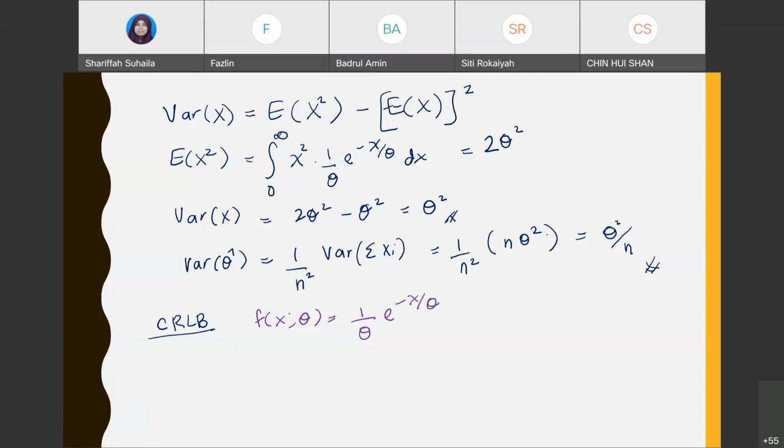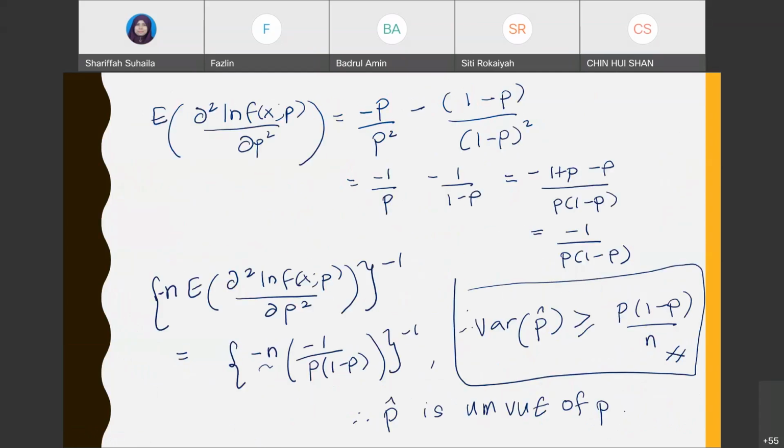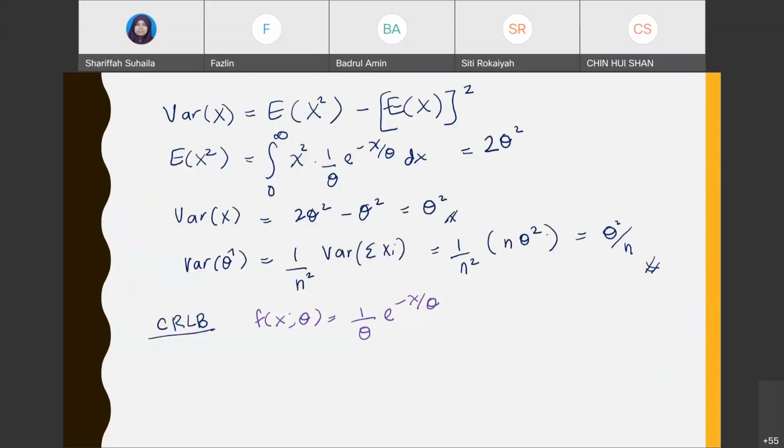So kita start dengan, kalau kita tengok formula dia tadi, Cramer-Rao lower bound, kita ada ln f(x; theta), derivative with respect to theta, for a single variable. N dia kat depan. Jangan buat ln x_i, jangan ada summation dulu. So ini kita ambil ln f(x; theta) for a single variable. So ln 1 is 0, so you get negative ln theta minus x over theta. Ni simple je.